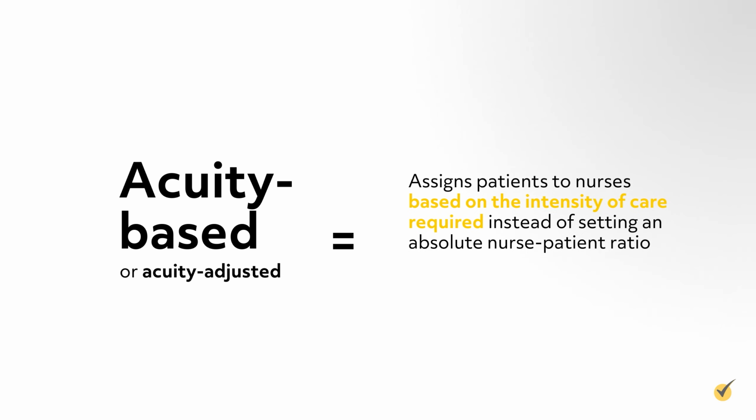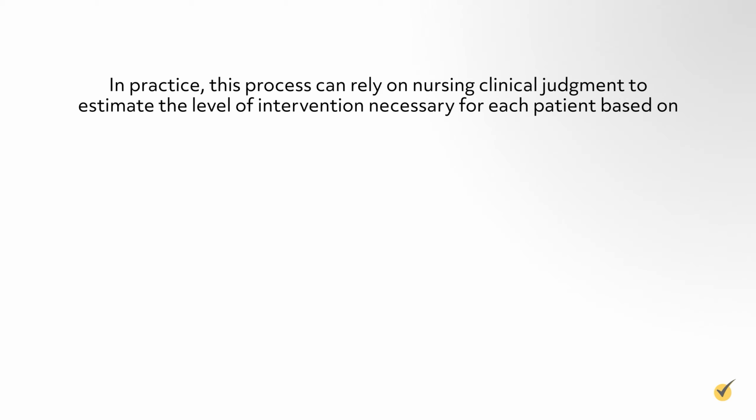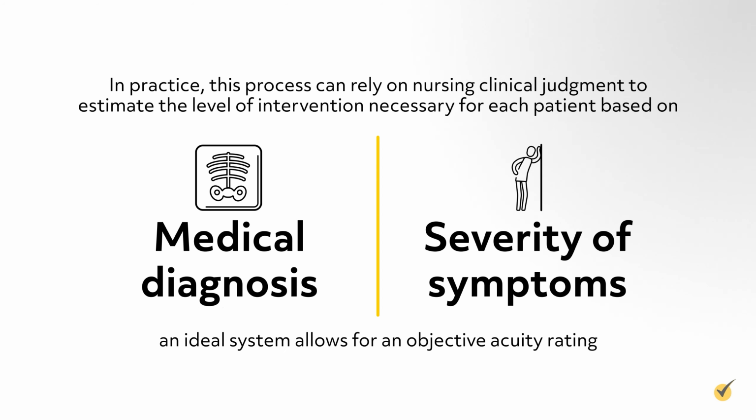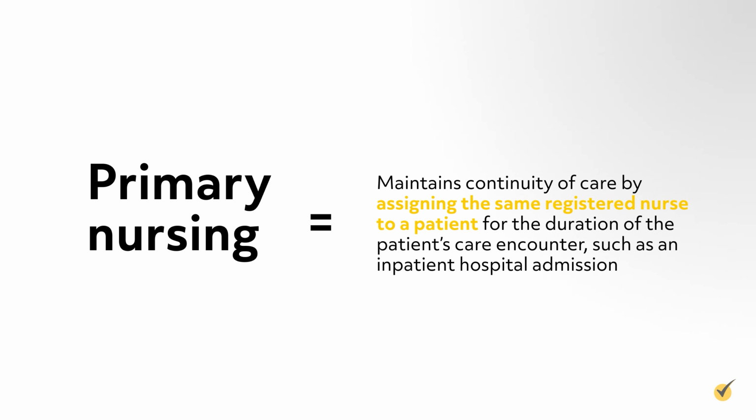Acuity-based or acuity-adjusted nurse staffing assigns patients to nurses based on the intensity of care required instead of setting an absolute nurse-patient ratio. In practice, this process can rely on nursing clinical judgment to estimate the level of intervention necessary for each patient based on characteristics such as medical diagnosis and severity of symptoms, but an ideal system allows for an objective acuity rating.